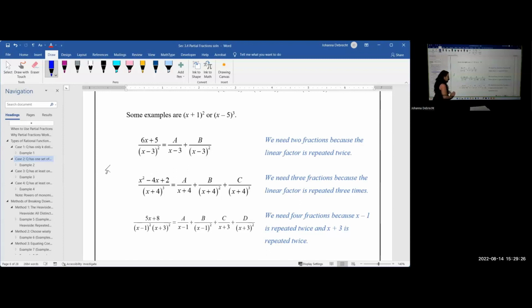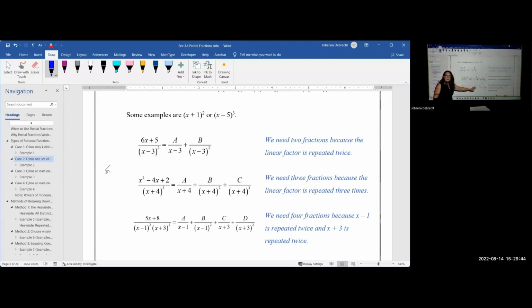We have 5x plus 8 in the numerator, x minus 1 squared times x plus 3 quantity squared in the denominator. So I have 2 linear factors, x to the first minus 1, x to the first plus 3, and they each show up twice.